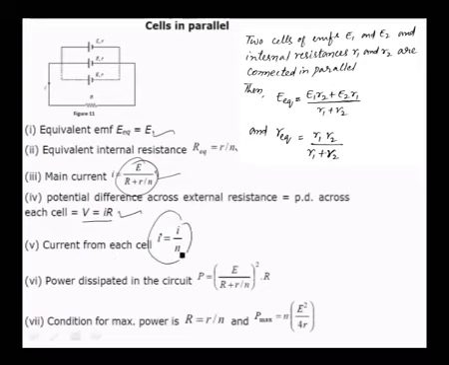Similarly, power dissipated in this case is I square R, that is E divided by (R + r/n) whole square into R. The condition for maximum power is that the external resistance should be equal to r by n, and the maximum power is equal to nE square by 4r.